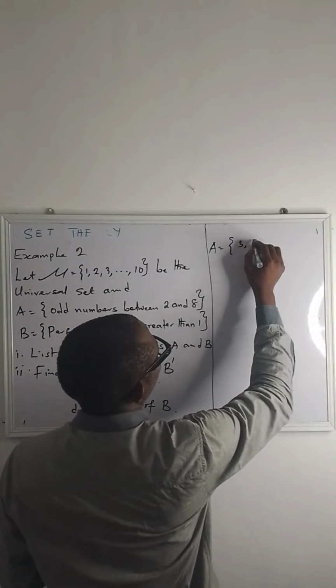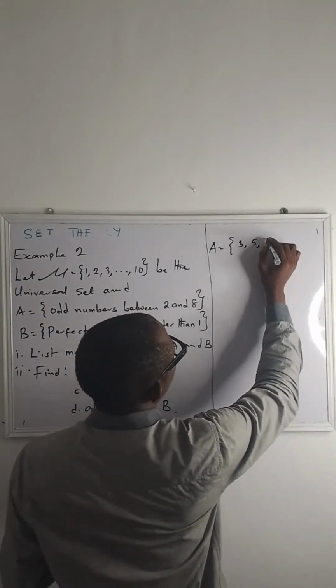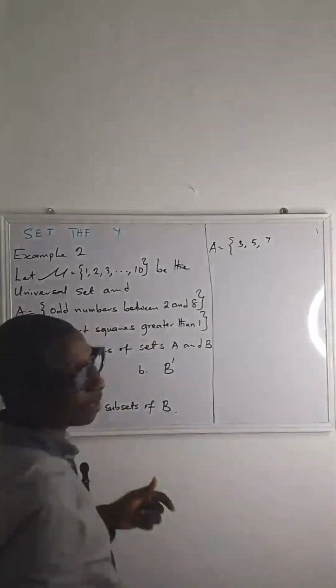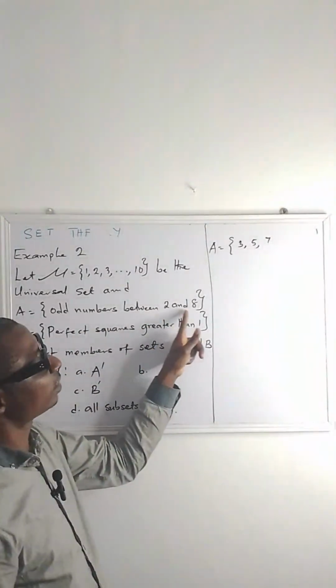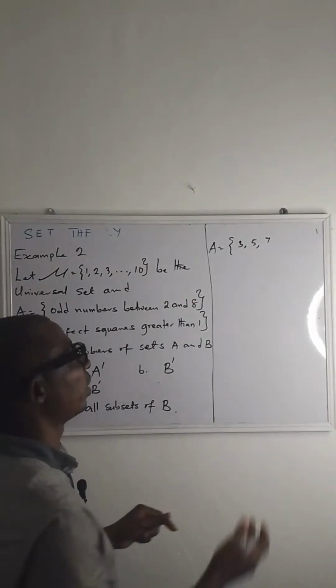3. The next one is 5, followed by what? 7. So the next one is 9, but 9 is not within this range. So we are going to stop here.